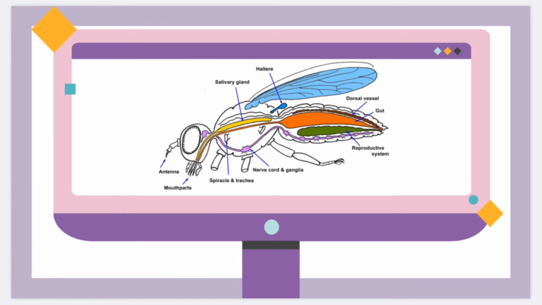Flies are also insecta, and insecta usually have three parts, or we call three segments, on their body: the head, thorax, and abdomen. For the head, there are antenna and mouth parts attached, and in the thorax there is a salivary gland, spiracles and trachea, nerve cord and ganglia, and there are also attached wings, halter, and the feet of the flies. For the abdomen, inside we have the dorsal vessel, gut, and reproductive system. That is all what's inside the anatomy of a fly.